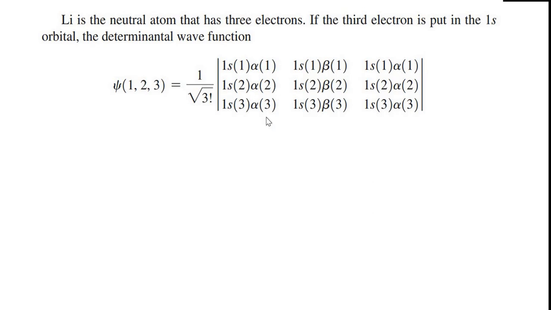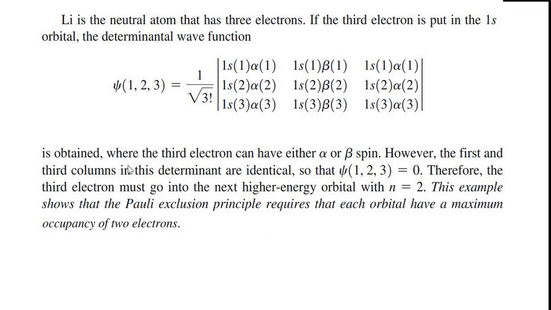Now 2 2 2, now 3 3 3. But what would be the problem? Because in this column, these two are exactly the same. You see the problem where it is, where the third electron can have either alpha or beta. I put 1s, one is alpha, another beta. But the third electron I would like to put again in 1s. So fine, 1s. But what about the spin part? It would be either alpha or beta. So let it be alpha.